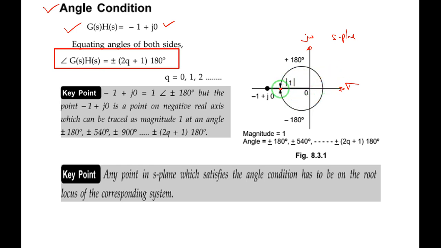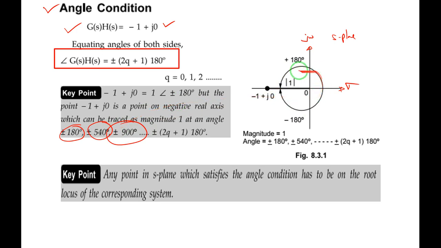So the angle of G(s)H(s) is an odd multiple of 180 degrees. If from the positive real axis I move in the anti-clockwise direction, it makes 180 degrees. If I move in the clockwise direction, it makes -180 degrees, right? So I have written plus or minus 180 degrees. Next, to reach this point again, I have to move 360. 180 plus 360 is 540. So you can observe here, plus 540, I will come once again here. Next 540 plus 360, once again, plus 900.